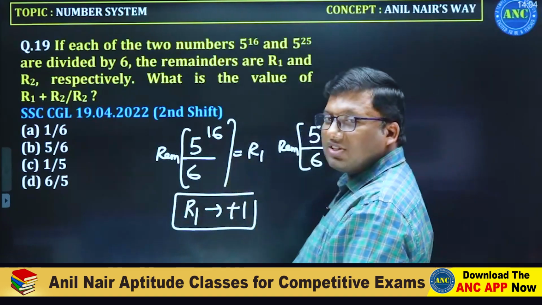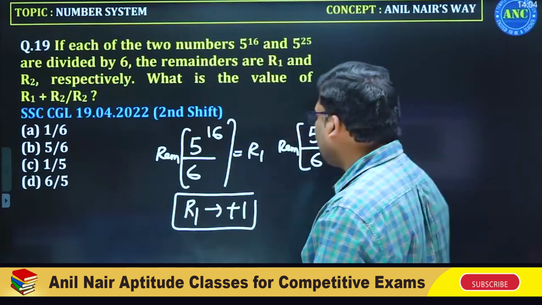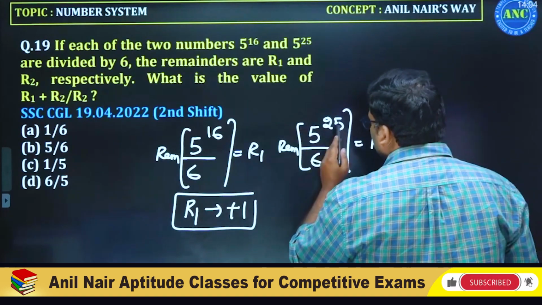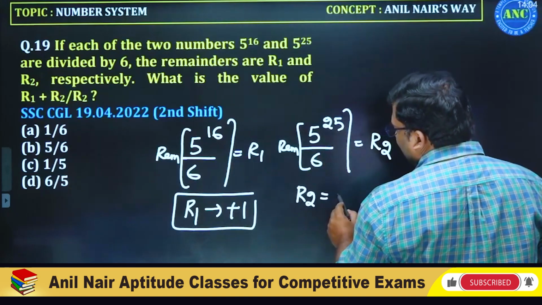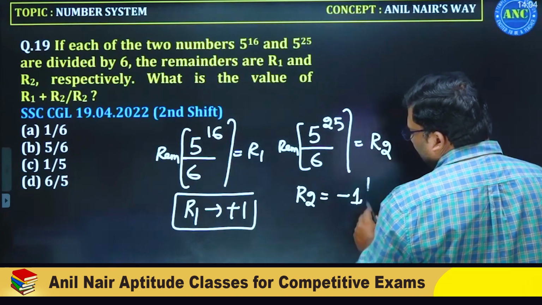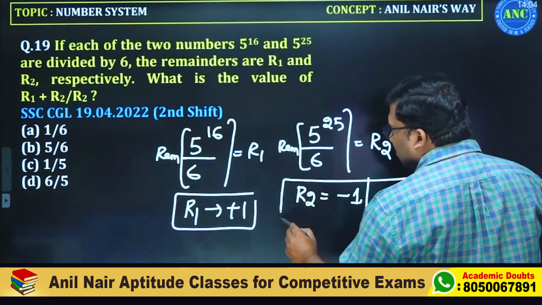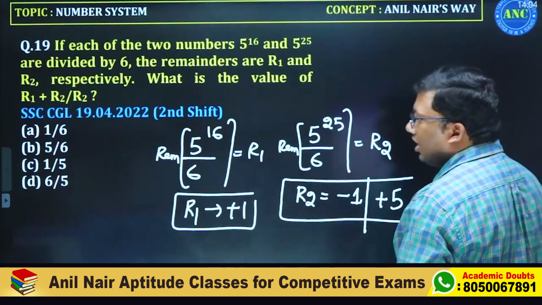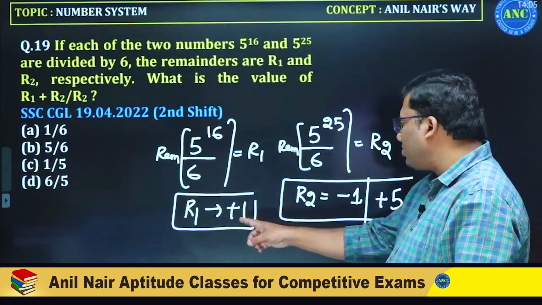6 ones are 6, negative remainder minus 1. Minus 1 power even is plus 1. 6 ones are 6, minus 1 power odd is minus 1. So R2 in negative remainder is minus 1. Positive remainder it is 5. R1 plus R2. What is the question? R1 plus R2.